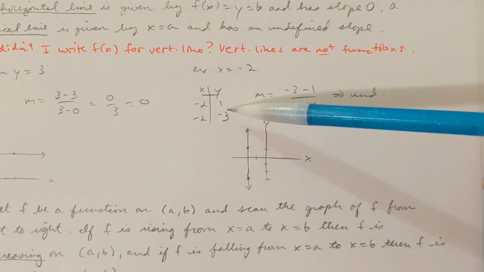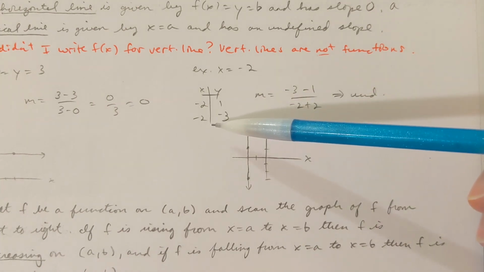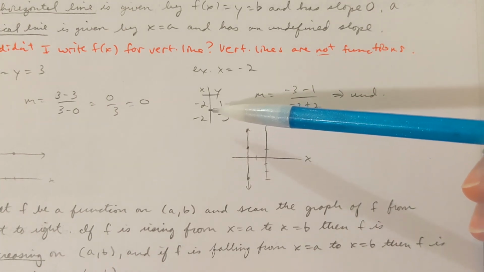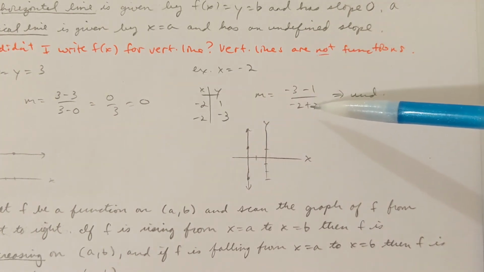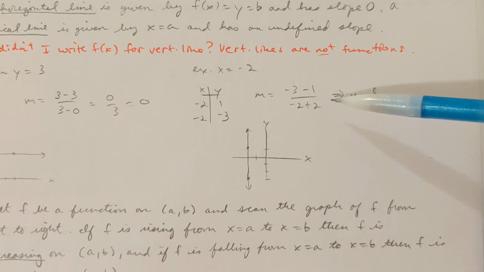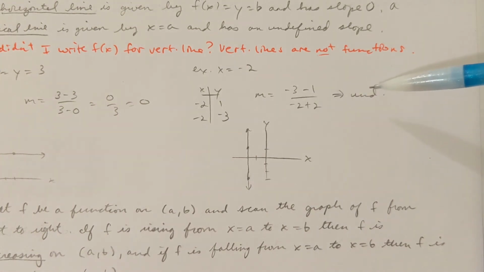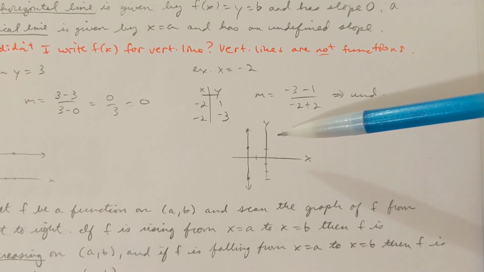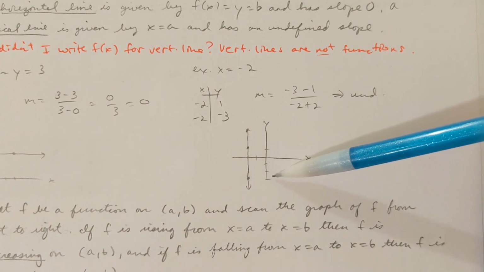y2 is negative 3, y1 is 1, x2 is negative 2, x1 is negative 2. Negative 2 plus 2 is 0. And that's a problem because I can't divide by 0. I'm going to have an undefined slope. So a vertical line always has an undefined slope.